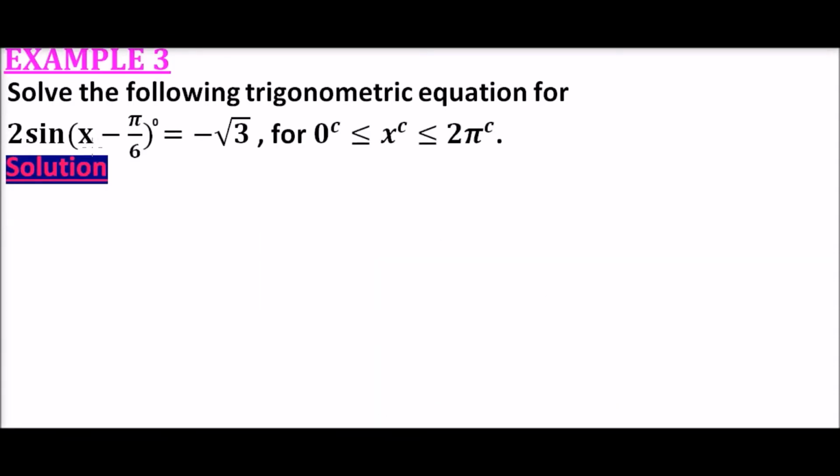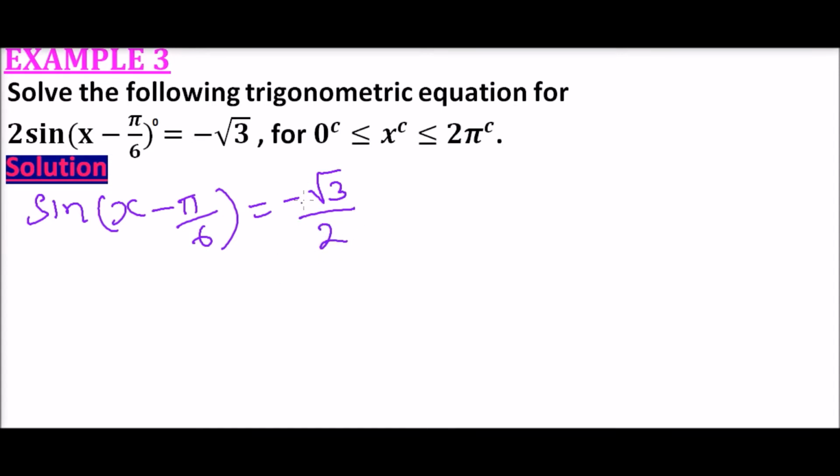This is our example 3, and we are told to solve the following trigonometric equation: 2 sine of (x minus pi over 6) is equal to minus root 3, for 0 radians less than or equal to x radians less than or equal to 2 pi. So you can write it like this: sine of (x minus pi over 6) is equal to minus root 3 divided by 2. We divide both sides by 2.